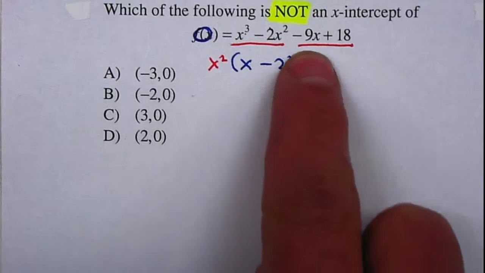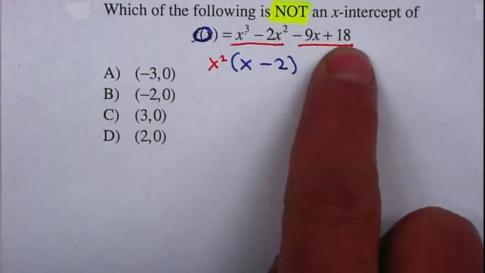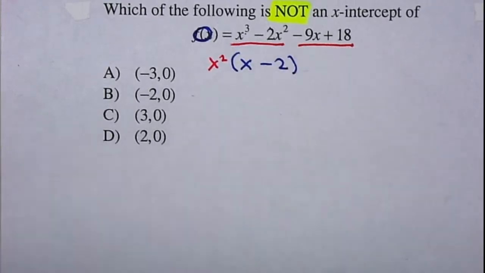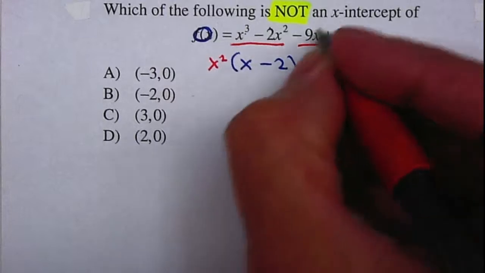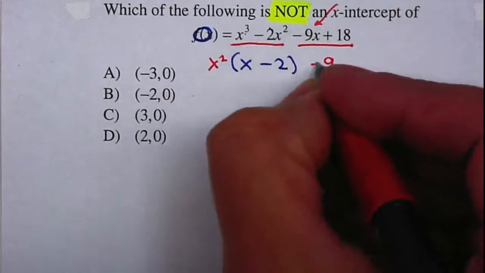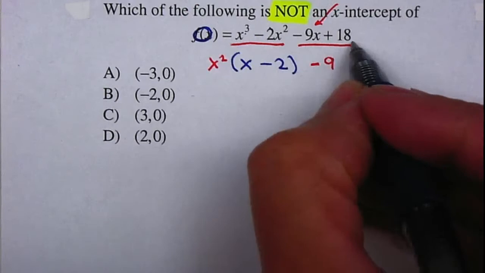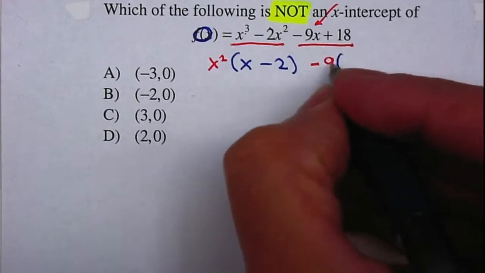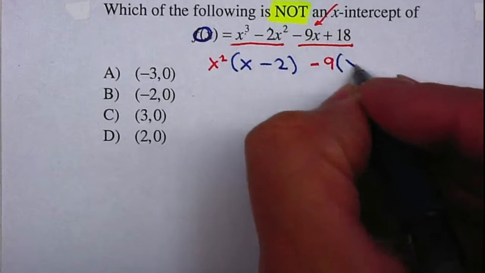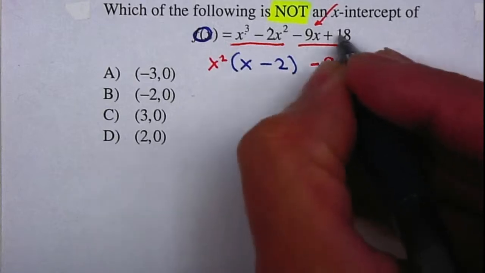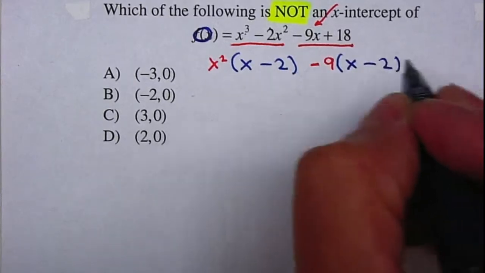Now I'm going to factor the common factor from the second group. One number divides 9 and 18: 9. But because this is a negative 9, I want to factor out a negative as well. Notice that I cannot factor an x because the 18 does not have an x. What do I need to multiply negative 9 by to end up with negative 9x? It will be just x. And negative 9 multiplied by what gives me positive 18? It will be negative 2.